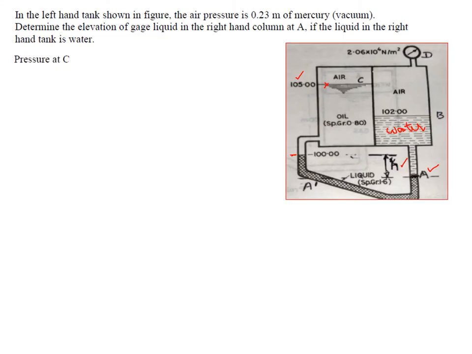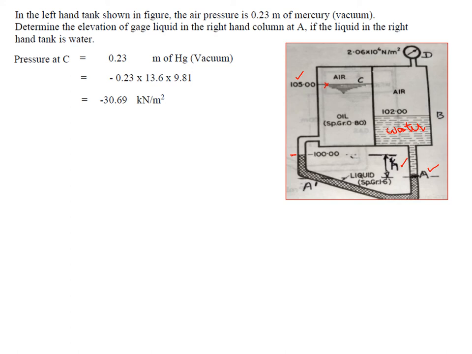So what is pressure at C? Pressure at C is given as 0.23 meters of mercury, which is vacuum. So we write it as minus 0.23 meters of mercury. But we want to convert this, because it is meters of mercury, we multiply by omega, which is the specific weight of mercury. So specific weight of mercury is 13.6 into 9.81. So when you take 13.6 into 9.81 and multiply by H, it will become kilonewton per meter square. So that's the reason why 0.23 meters of mercury is converted to kilonewton per meter square by multiplying by specific weight of mercury, because it was given as meters of mercury.